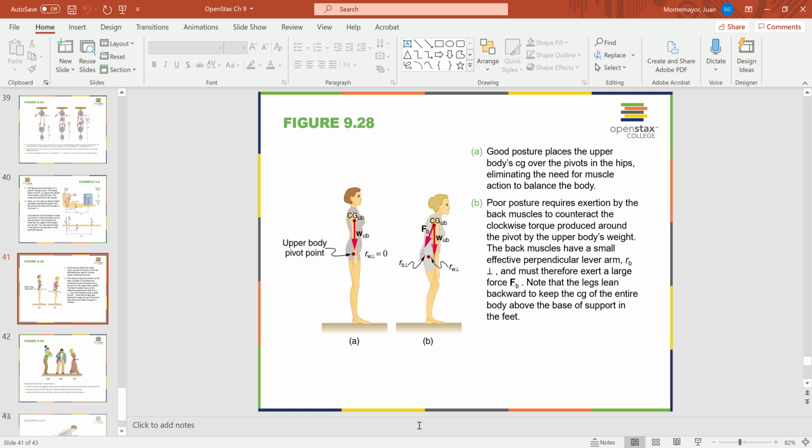So here for A, good posture places the upper body's center of gravity over the pivots and the hips, eliminating the need for muscle action to balance the body. For B, poor posture requires exertion by the back muscles to counteract the clockwise torque produced around the pivot by the upper body's weight. The back muscles have a small effective perpendicular lever arm, RB perpendicular, and must therefore exert a large force, FB. Note that the legs lean backwards to keep the center of gravity of the entire body above the base of support in the feet.